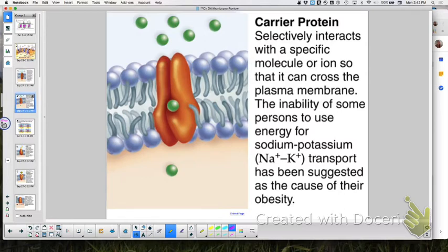If it doesn't cost me energy, why can't it just go through the phospholipid bilayer? It's either too large or charged.